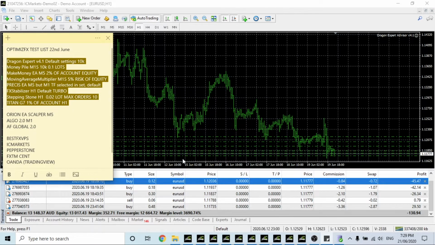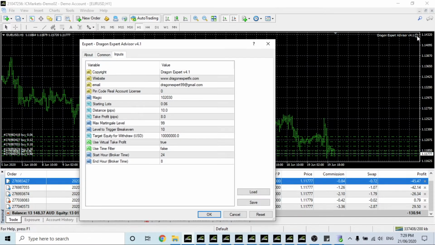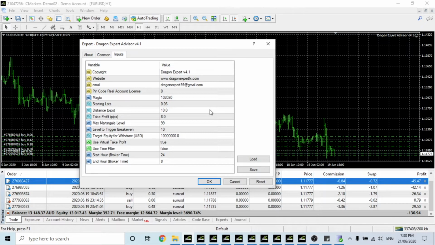So essentially, we'll start at the Dragon Expert Advisor. Someone did ask me what settings I'm running, and I said it's pretty much default, and I'll show you that. So these are the settings, if you're all wondering. The only thing that I've changed, because it's a $10,000 account, is the starting lots. Otherwise, everything else is default, and I'll prove that by hitting the reset button here. Bingo, the only thing that changed was the starting lots. That's all I did.